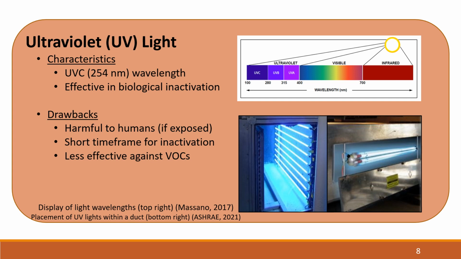Inside of ducts, UV lamps can be placed in many different configurations, a few of those displayed in the bottom right. However, the light alone cannot slow particles, so they have a very short time frame to do their work, especially in high airspeed ducts. Additionally, this method is not quite effective against VOCs.